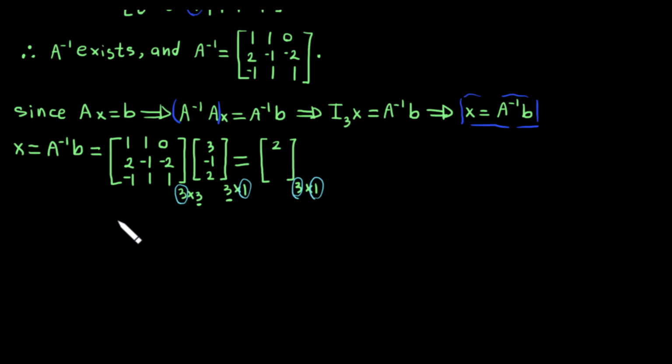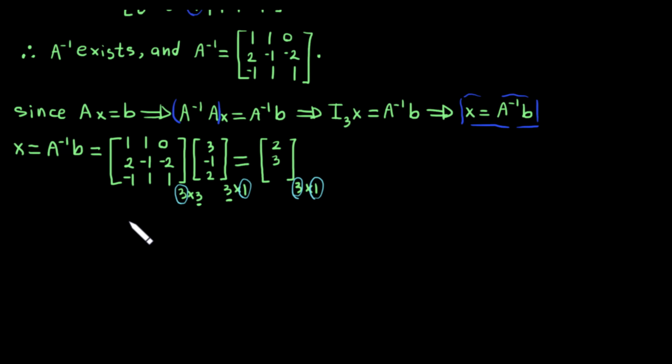2 multiplied by 3, which is 6, plus -1 multiplied by -1, which is 1, plus -2 multiplied by 2, which is -4. Equal 6 plus 1, which is 7, plus with minus, it will be minus 4. 7 minus 4, it will be 3. So here I will write 3. To find this element here, we have to multiply this row by this column.